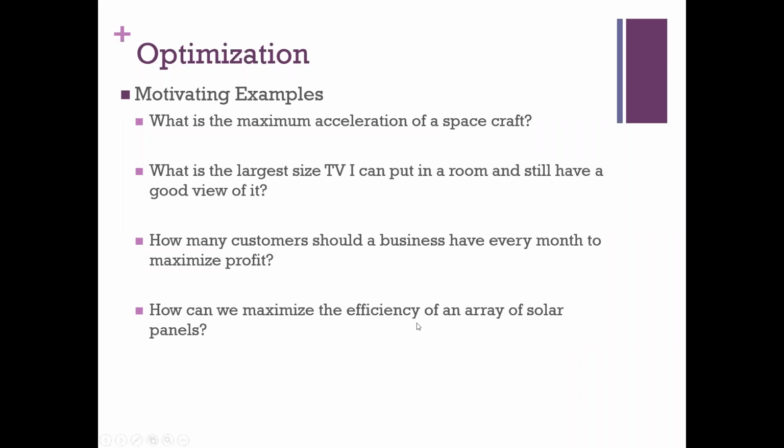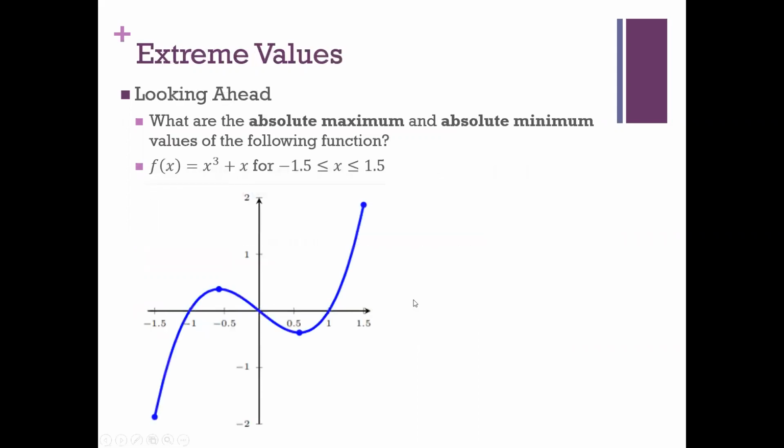How can we maximize the efficiency of an array of solar panels? Things like that. Those are not necessarily what we're marching towards in this class, but as most of you are engineering majors, those are the kind of things you're probably going to be exploring, whether it's at ASU or wherever you end up next. So we're working up toward that, trying to find the best solution, usually trying to find the maximum or the minimum of something. Looking at this function over this domain from -1.5 to +1.5, without me really explaining what these things are, what would the absolute minimum and the absolute maximum be for this function?